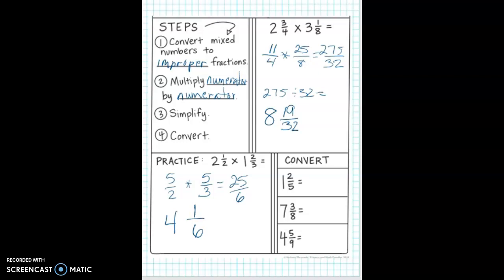Let's just convert these to improper fractions so we get some more practice. Again, denominator times whole number plus numerator. 5 times 1 is 5, plus 2 is 7/5. 8 times 7 is 56, plus 3 is 59. The denominator stays the same. 9 times 4 is 36, plus 5 is 41. Again, the denominator stays the same.